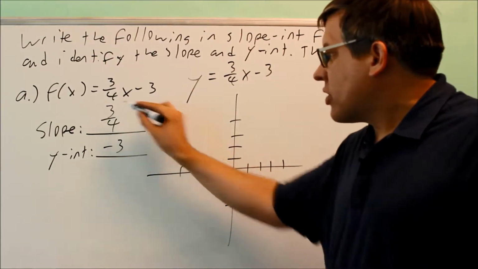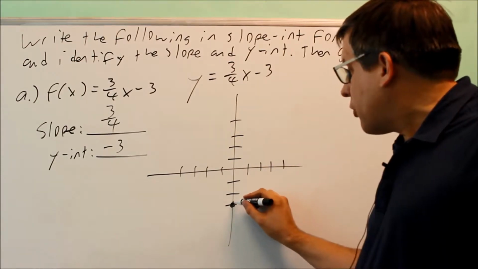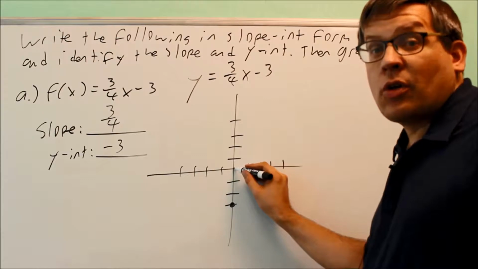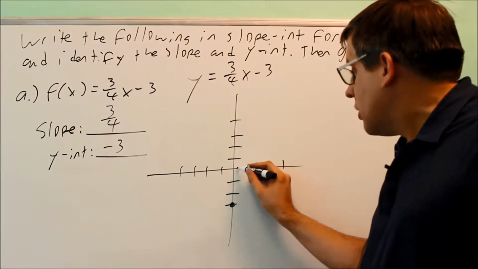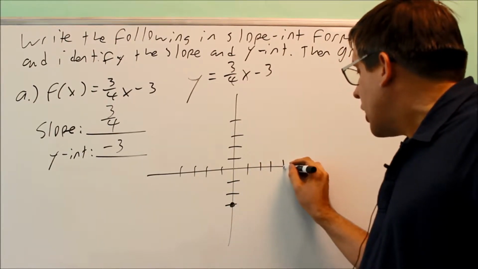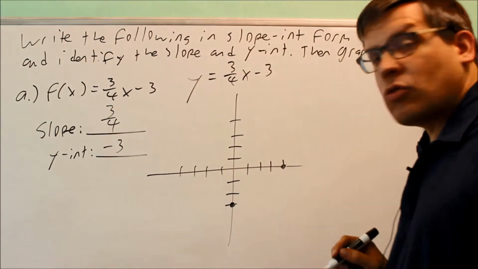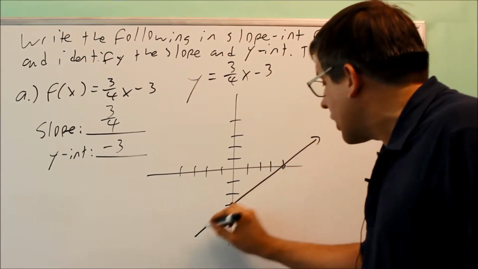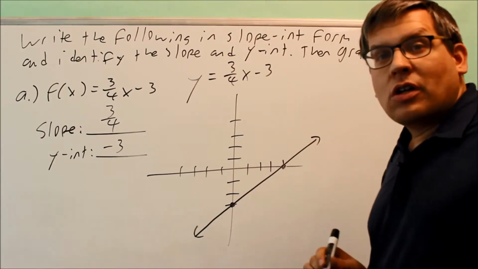From here, because the top number is positive, we're going to go up 3 units to here. And then the bottom number is positive also. That means that we're going to go to the right. So we go this direction and we get another point right there. So therefore now we can draw a line through these and connect them, and therefore that's going to be our graph.